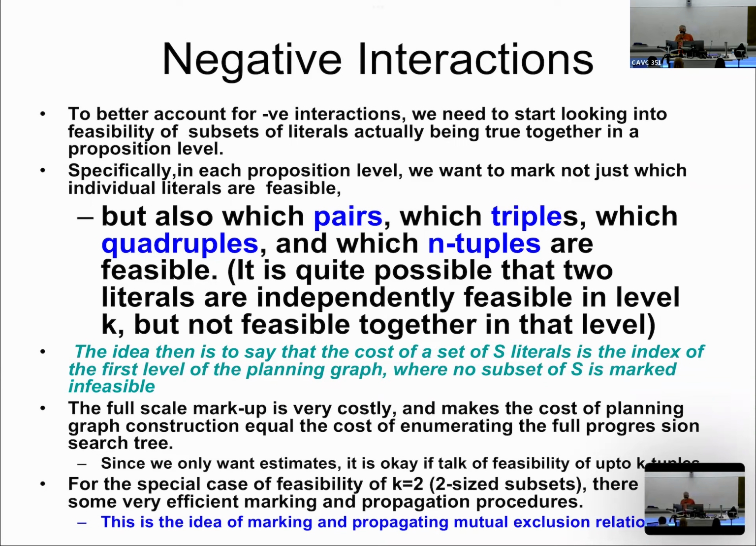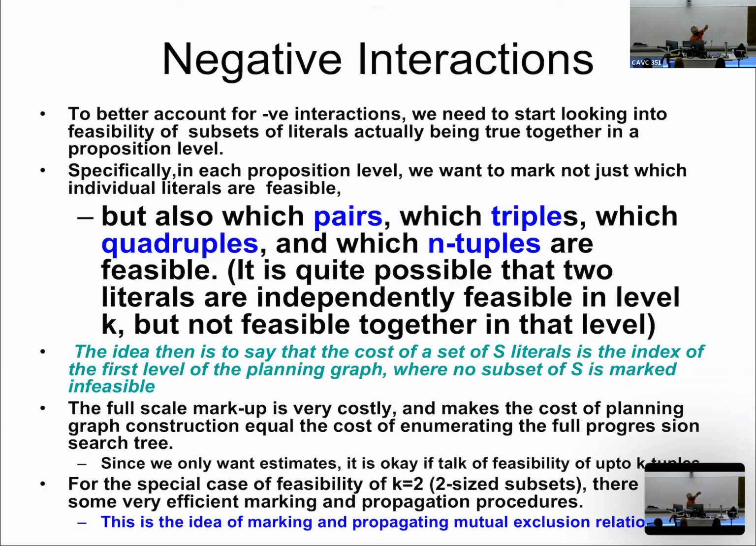When do you stop? When the graph levels off. When does the graph level off? Between two levels, not only are there no new propositions, there are no new mutual exclusions. And interestingly, mutual exclusions have a tenure which is kind of opposite of the normal propositions. Mutual exclusions between a pair of conditions will slowly weaken, if at all. They can never become harder.